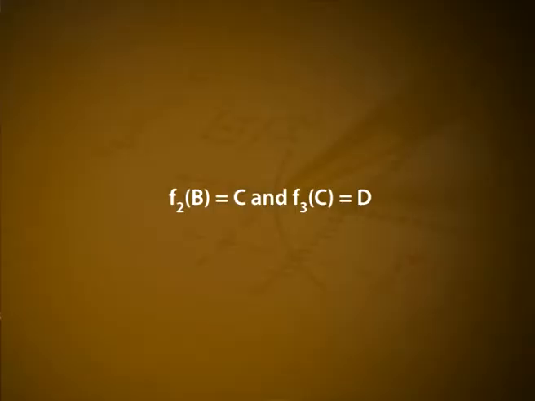As far as being onto is concerned, f2 and f3 are both onto functions since every element of C is the image under f2 of some element of B and every element of D is the image under f3 of some element of C. f2 of B is equal to set C and f3 of C is equal to set D. On the other hand, f1 is not onto since 3 in B is not the image under f1 of any element of A, and f4 is not onto since x in E is not the image under f4 of any element of D.